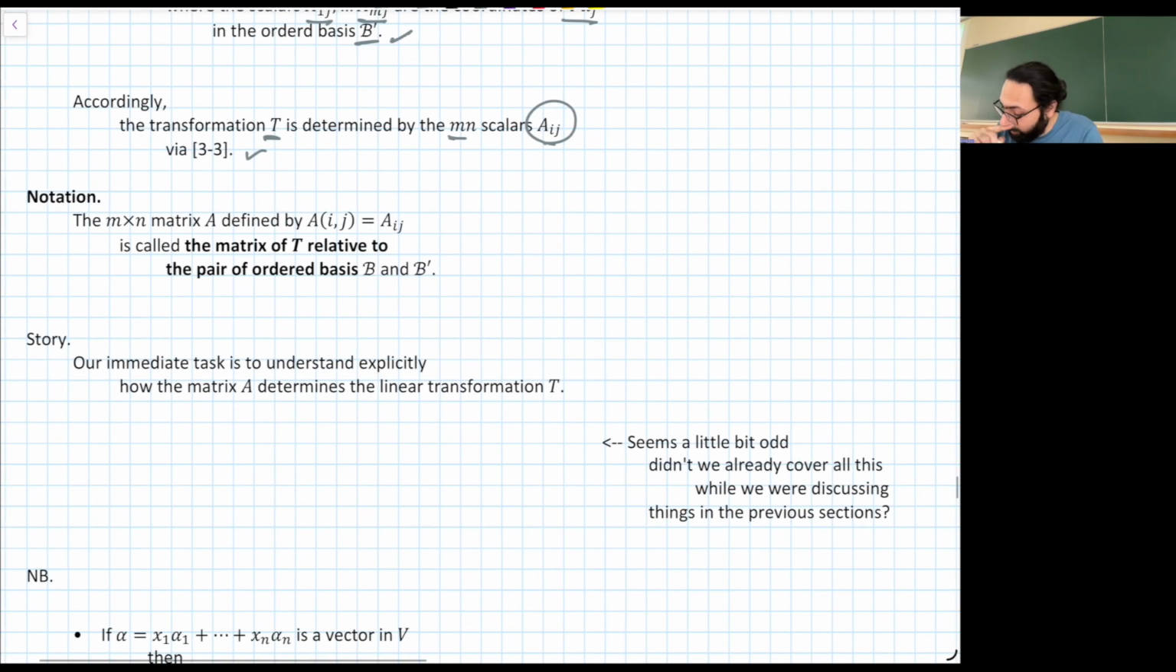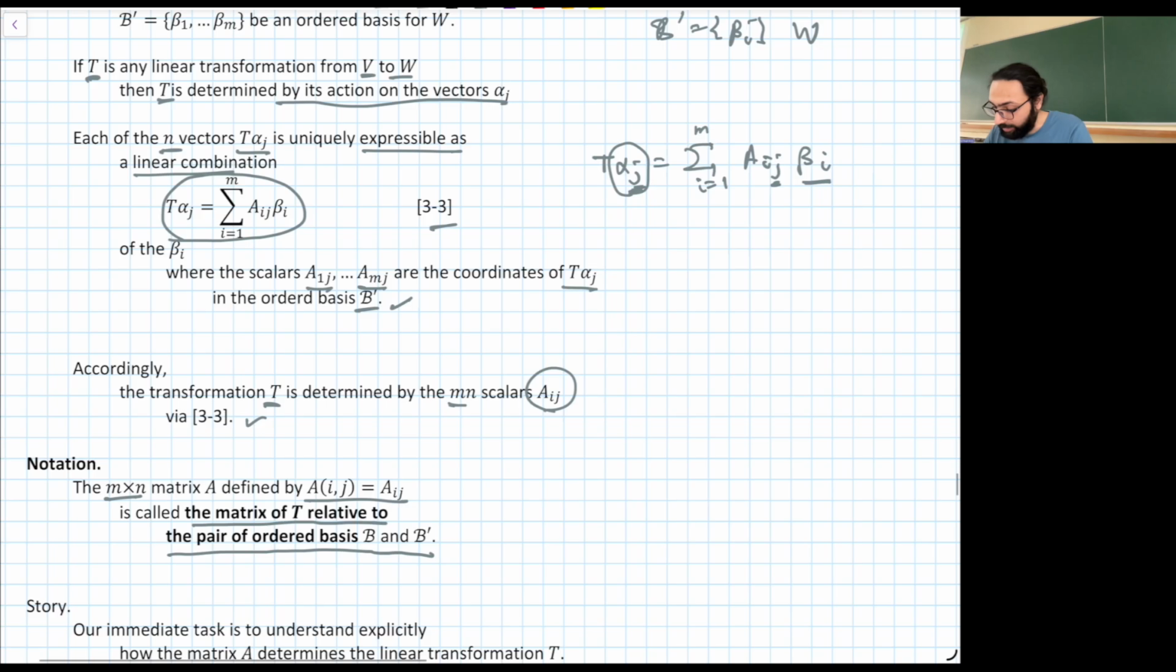So now let's look at some notation. An m cross n matrix defined by this is called the matrix of T relative to the pair of ordered bases B and B prime. Okay, so this is basically saying that if I can write any linear operator in this form, so I have some basis in the initial space, some basis in the final space, and I write down the action of T on the basis elements, then these coefficients I'm going to call the matrix of T relative to the bases B, B prime. Okay, this is just a notation. Is the notation okay?